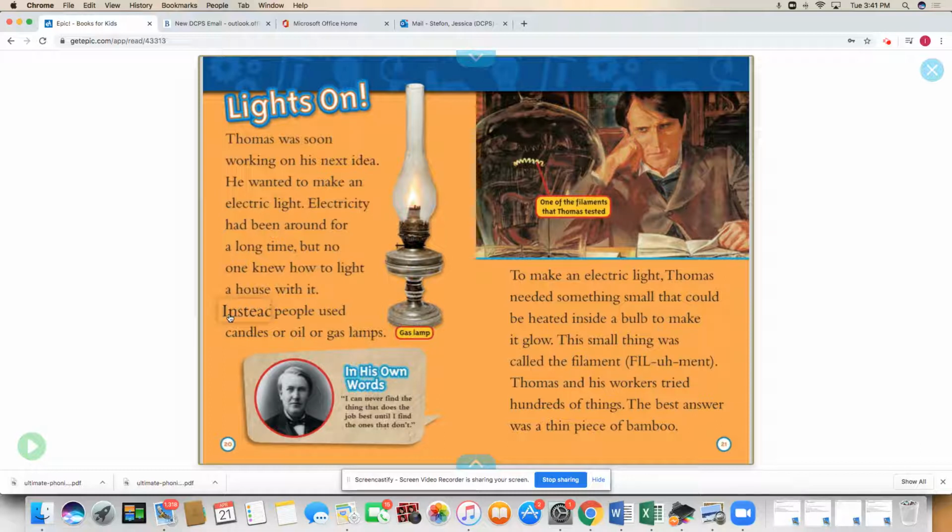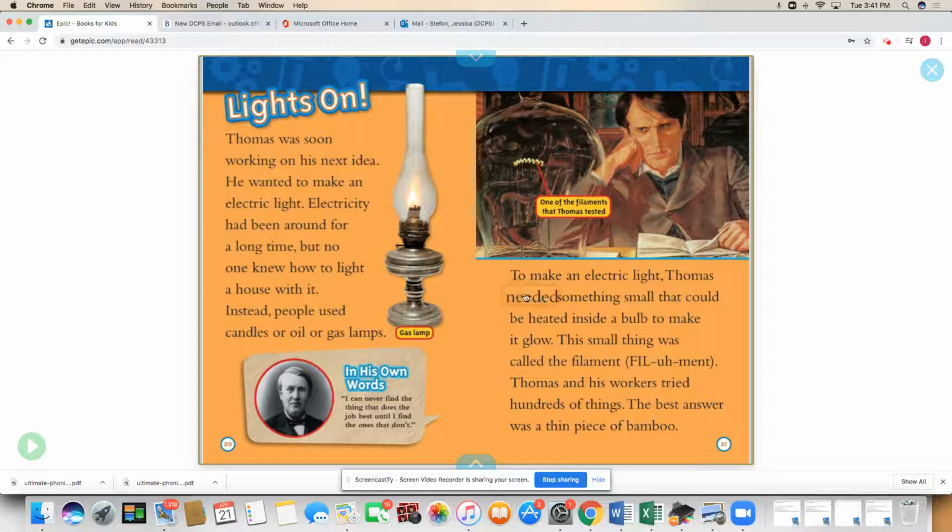They didn't have a floor lamp. Okay? They had to actually go and get candles or oil and pour it into these gas lamps like you see here and light it. So Thomas was really trying to solve this problem to make life easier for people.